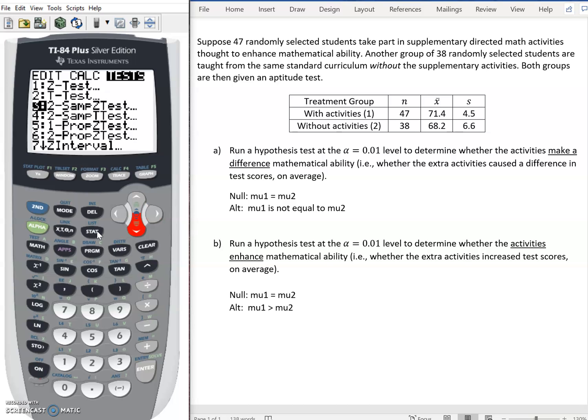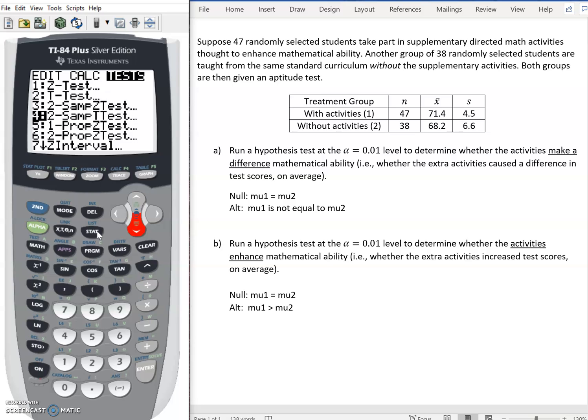And then we want to know, is it a z-test or a t-test? Since we don't know sigma, it is not a z-test. We do not have the population standard deviation sigma. We do have the sample standard deviation S. So we're going to do a two-sample t-test. We use the t distribution with our sample standard deviation S.